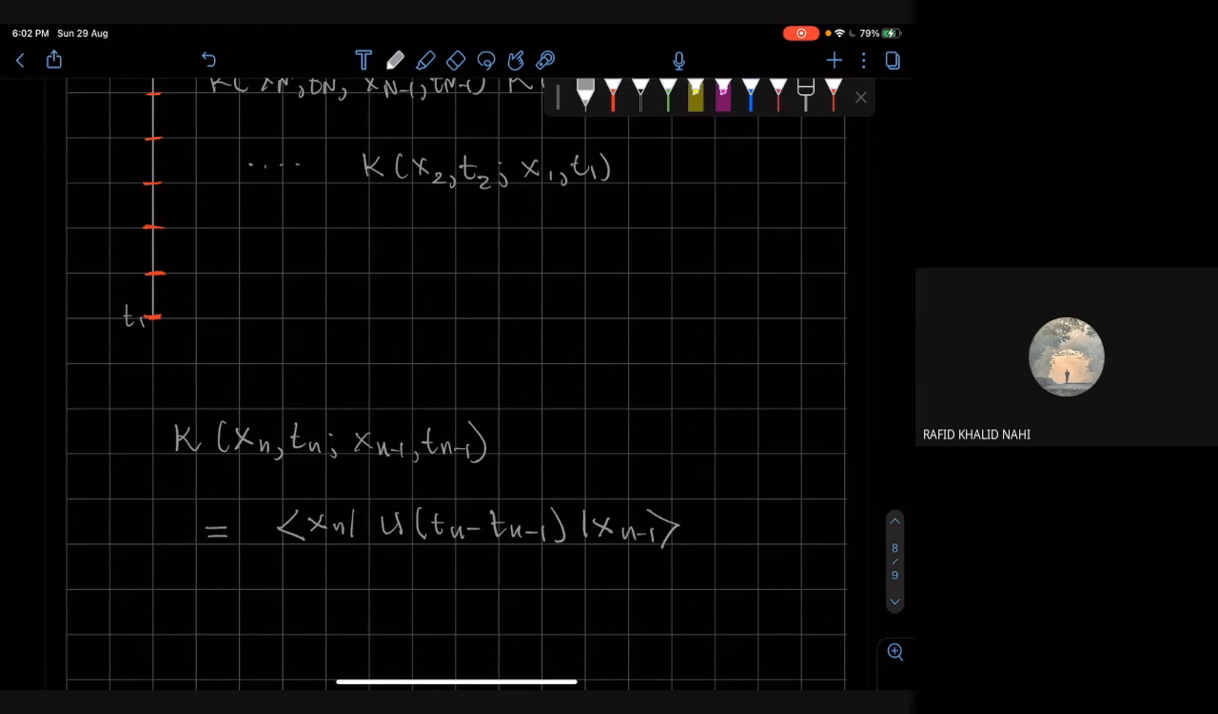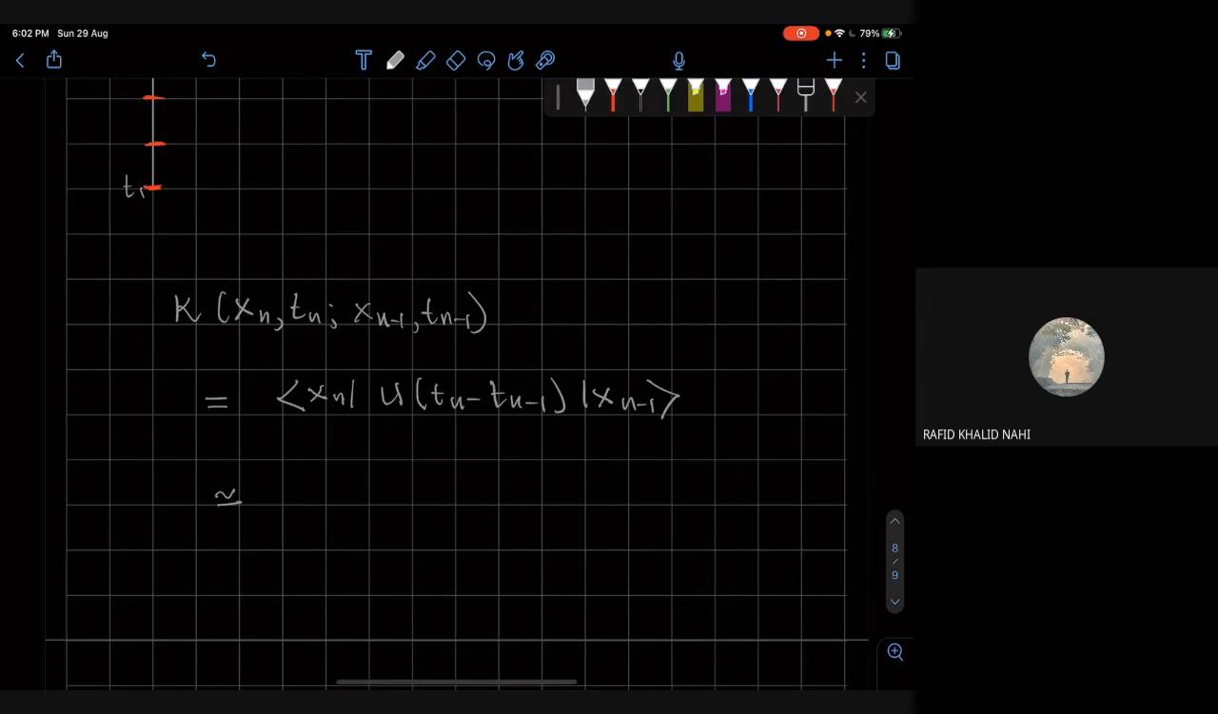Okay. And then what we do is that, well, it's a very small time interval, so we can expand this to first order. So this is going to be x_n, the identity operator, minus i over h bar. I'm expanding the exponential. H, and this thing is nothing but what we're calling delta t. Okay? So we're ignoring terms that are higher order in delta t.